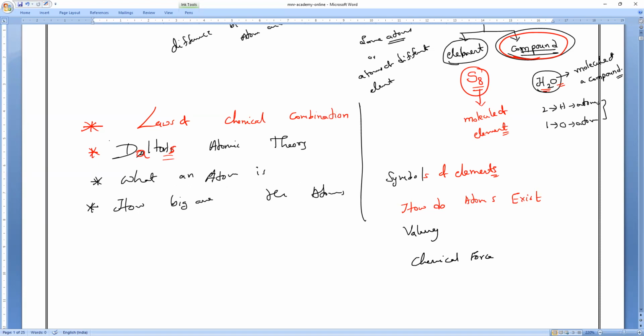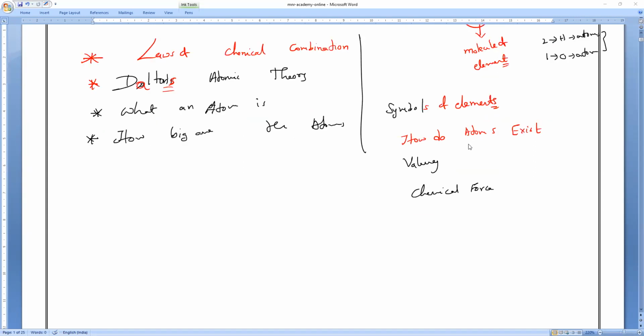From here, do you know one thing, guys? This chapter has importance in class 10th also. You cannot solve any single equation without knowledge of these atoms and molecules in class 10th even. That is the importance of this chapter. So from here, everything will come again in class 10th. So chemical formula. Without this, you people cannot solve anything. Again, I'm saying. So next, measurement of atomic mass and molecular mass.